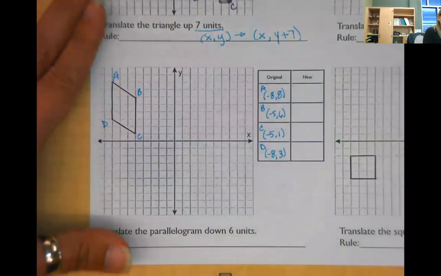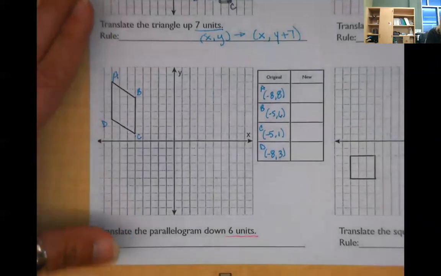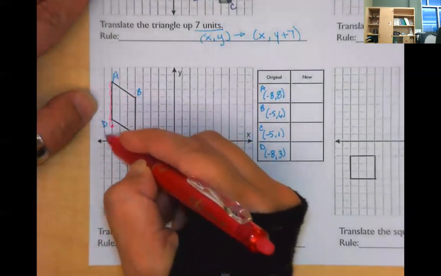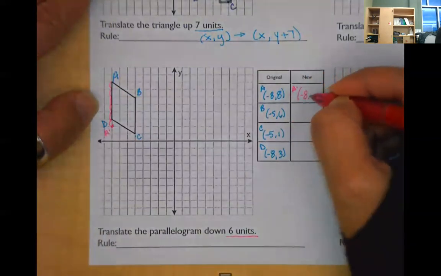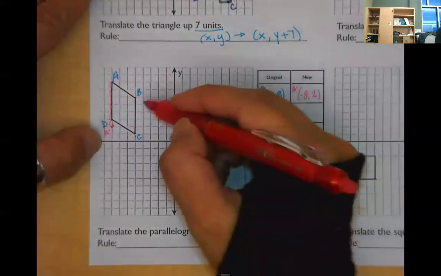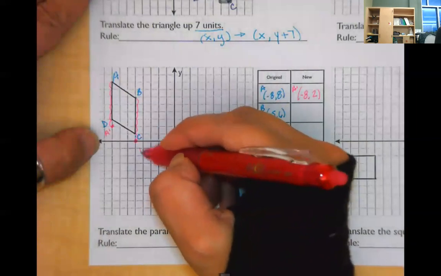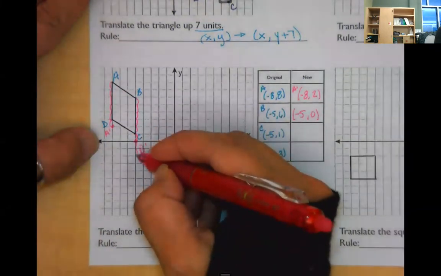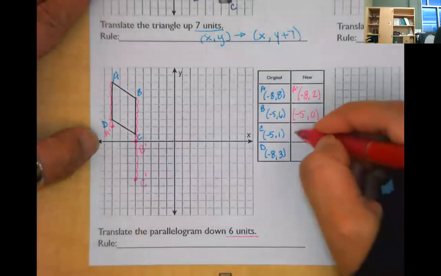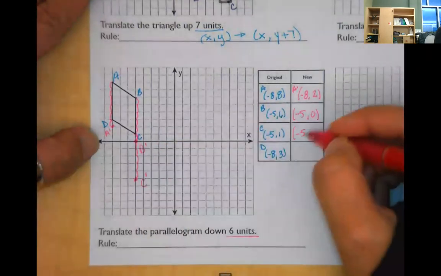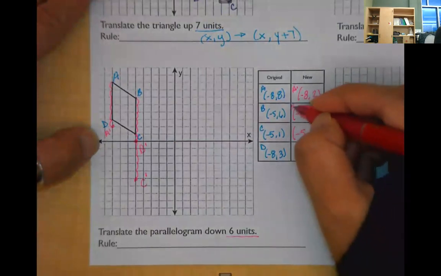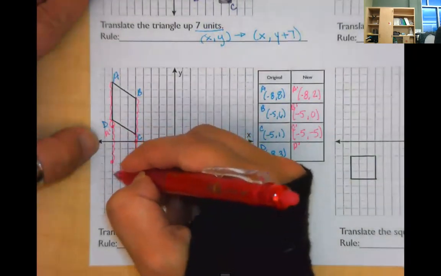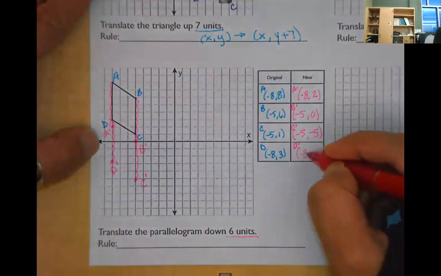Now it's asking us to move 6 down. So again, like we did before, we're just going to count down 6. So 1, 2, 3, 4, 5, 6 is A prime. So we're still at -8, but now I'm at 2 instead of 8. B prime is still at -5, but now I'm at 0 for my Y coordinate instead of 6. So C prime is still at -5, but now I'm at -5. I forgot to put my labels here. C prime, D prime. So D prime is now at -8, -3.